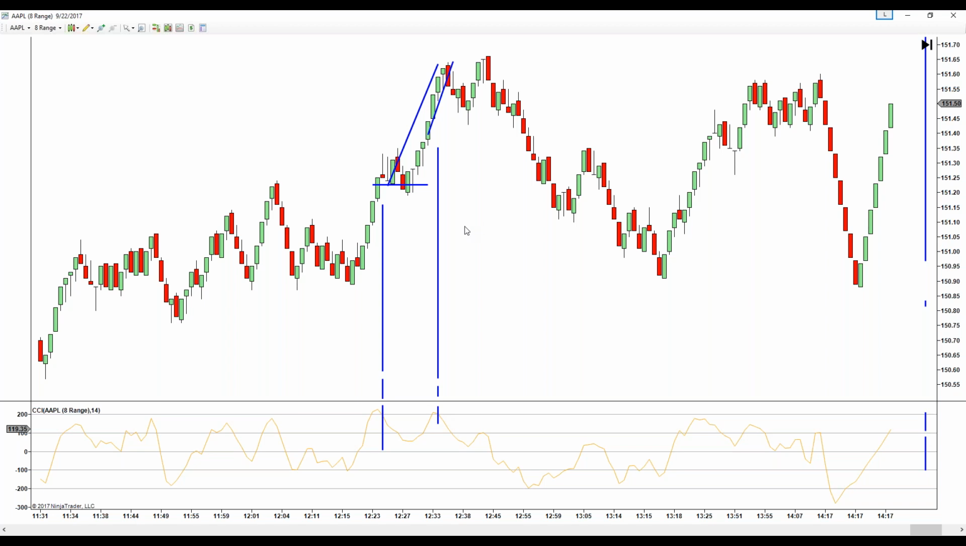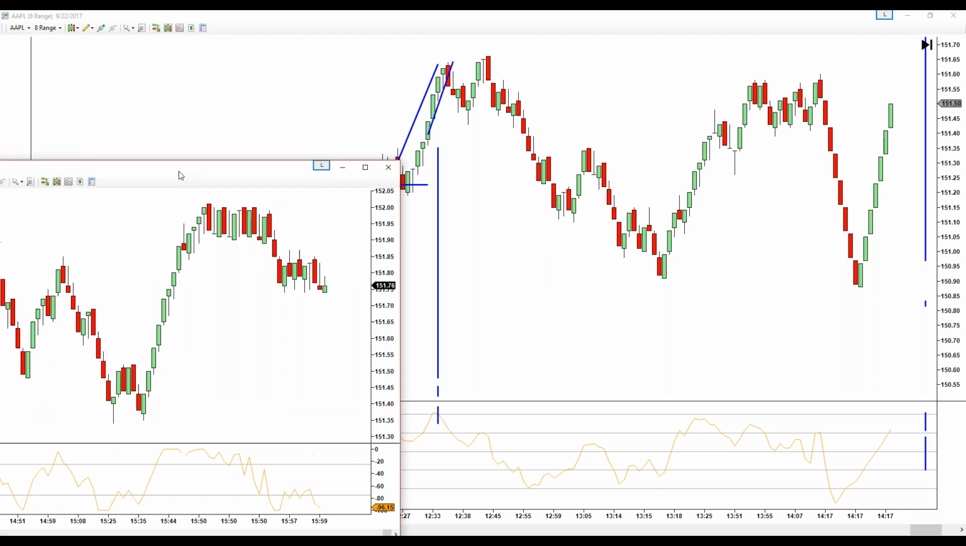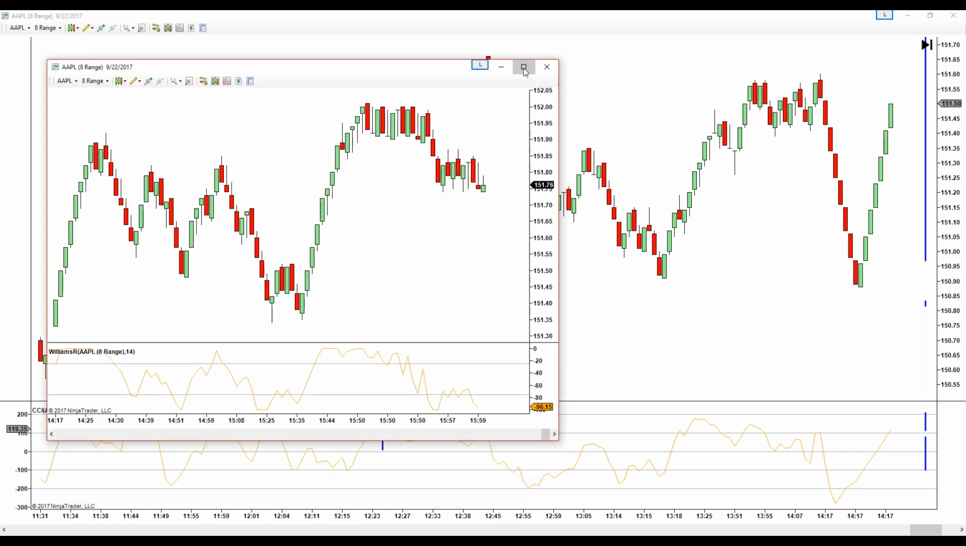Now, there's a big thing about looking at different oscillators, the CCI, Williams R, fast stochastic, slow stochastic, and tweaking the inputs. And I can tell you, it makes absolutely no difference. The indicator analysis is flawed, and it's going to be flawed no matter what you do.